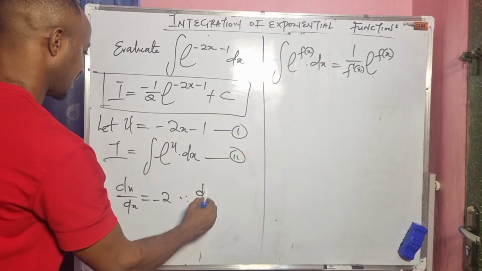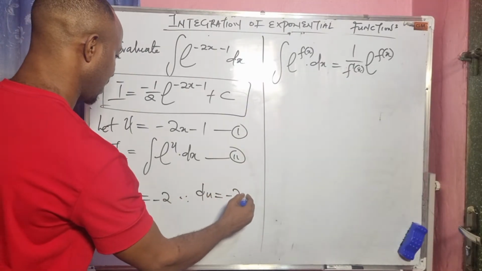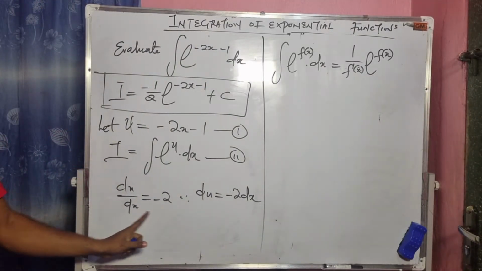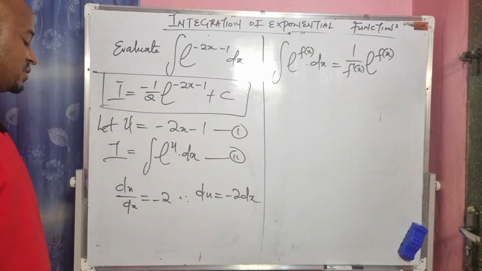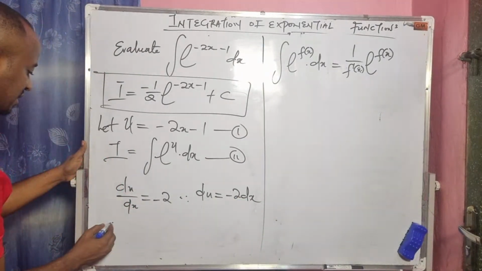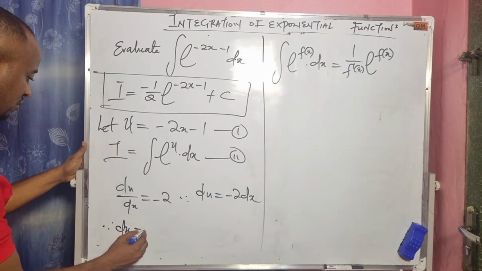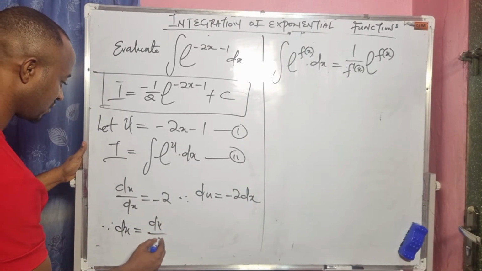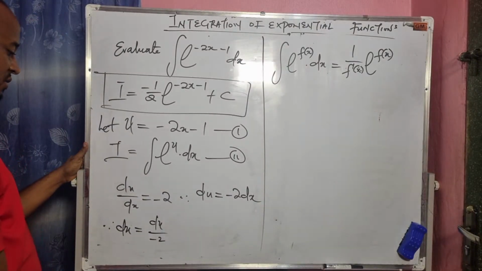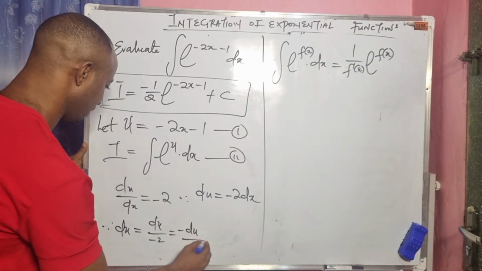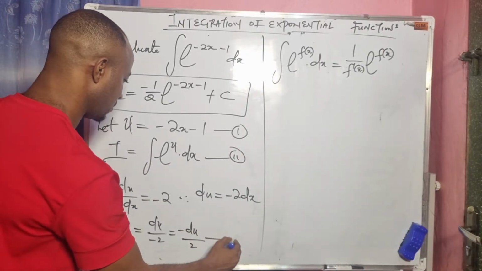Therefore, that implies that our du is equal to minus 2 dx, right? By the time we cross multiply this, minus 2 times dx is minus 2 dx equal to du. Then we have to make our dx the subject of the formula. So that means our dx will give us du over what? Over minus 2, which is also the same as minus du over 2. This is our equation 3.